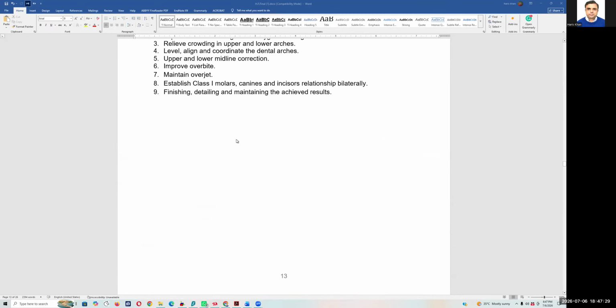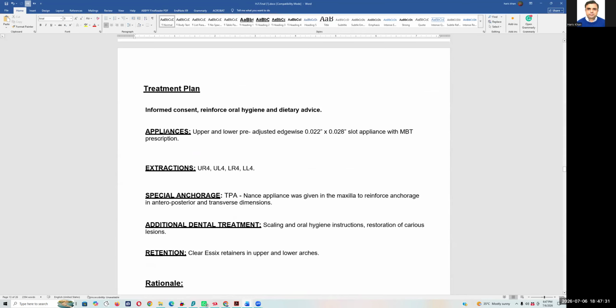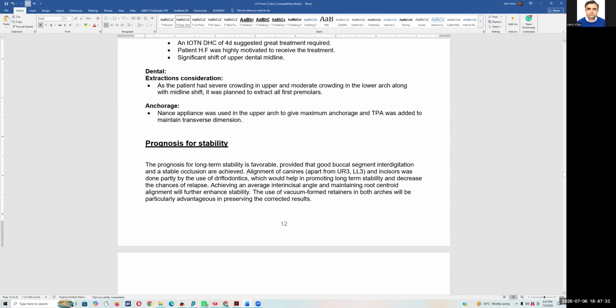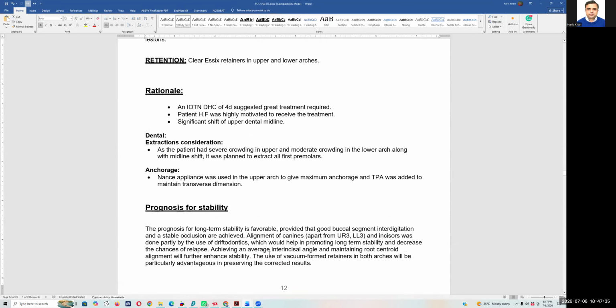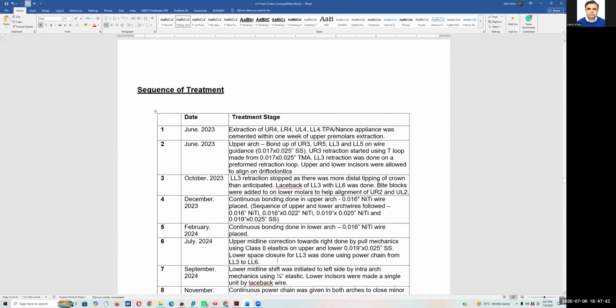So this is a must-read page for the examiners. Like here, they read the treatment plan. They are less bothered about the other things, but the rationale and the prognosis, they are more like classical lines, right? And you have to follow a template to write those lines more or less.